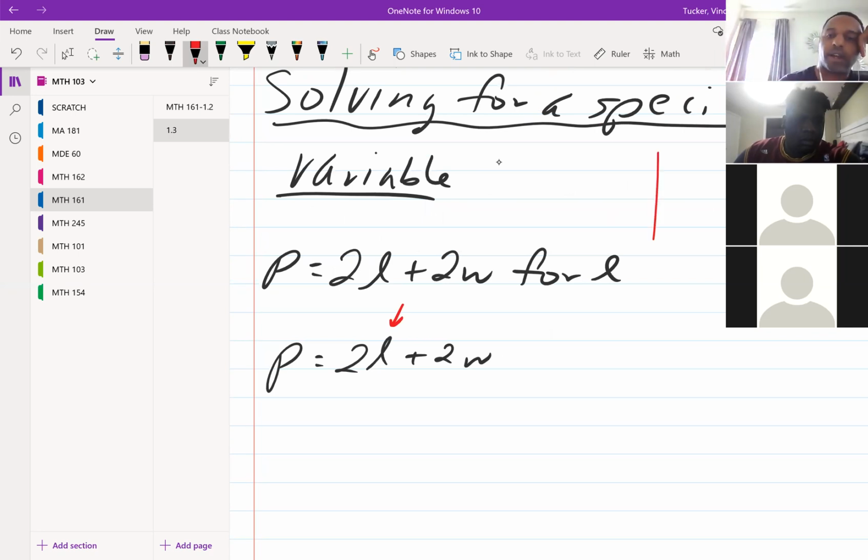Just like if I had, let's say, 7 equal to 2L plus 5, and I wanted to solve it, the first thing I would do is subtract 5 from both sides.